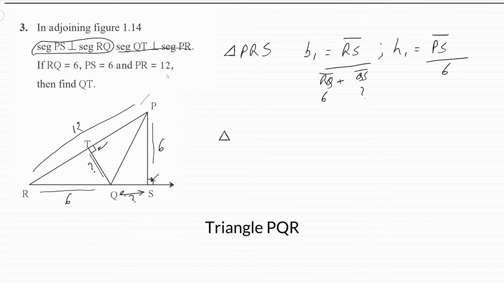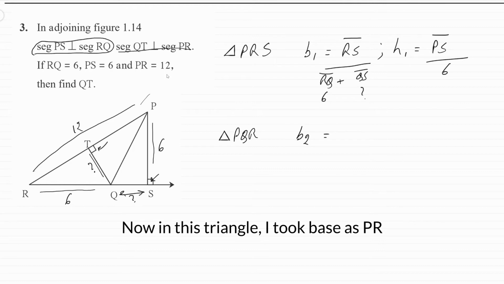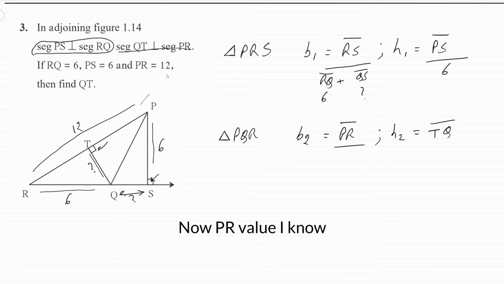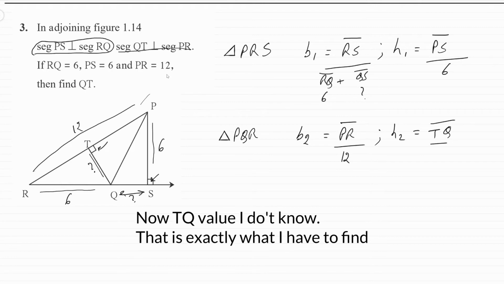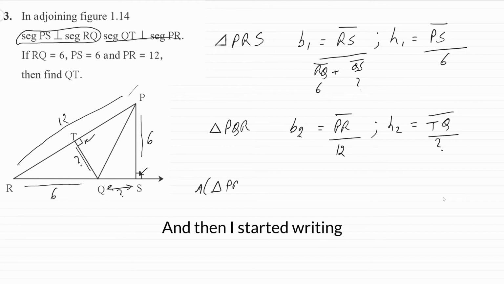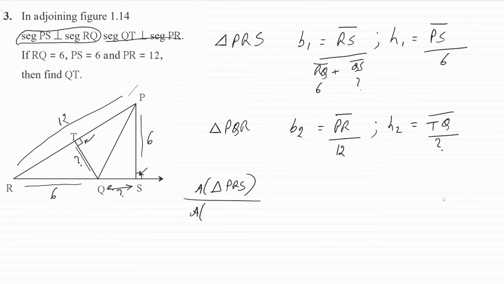दूसरा जो ट्रायंगल मैंने कंसिडर किया वो था ट्रायंगल PQR, ठीक है. अभी इसमें मैंने बेस 2 PR ले लिया, ओके, और मैंने हाइट H2 TQ ले लिया, ओके. अभी PR का वैल्यू मुझे मालूम है, ये 12 है. अभी TQ का वैल्यू मुझे नहीं मालूम, क्योंकि ये एक्चुअली फाइंड आउट करना है. तो अभी मुझे दो ट्रायंगल्स मिल गए जिसका मुझे रेशियो लेना है, तो फिर मैंने लिखना शुरू कर दिया कि एरिया ऑफ ट्रायंगल PRS अपॉन एरिया ऑफ ट्रायंगल PQR.